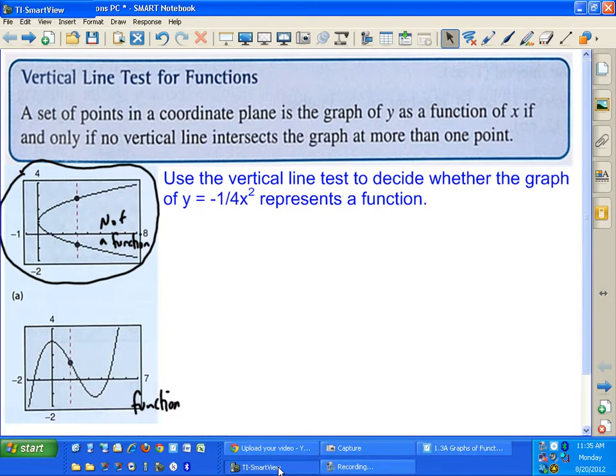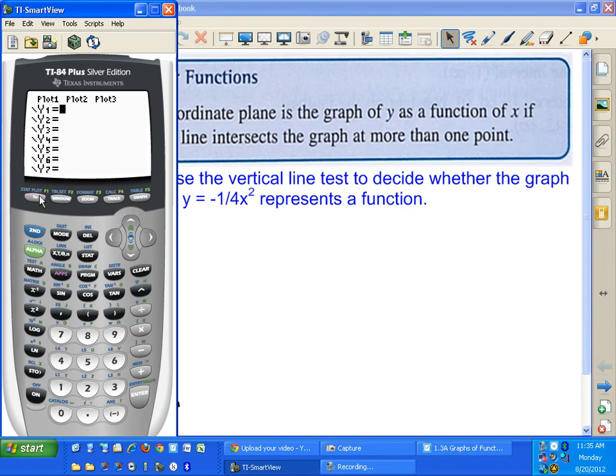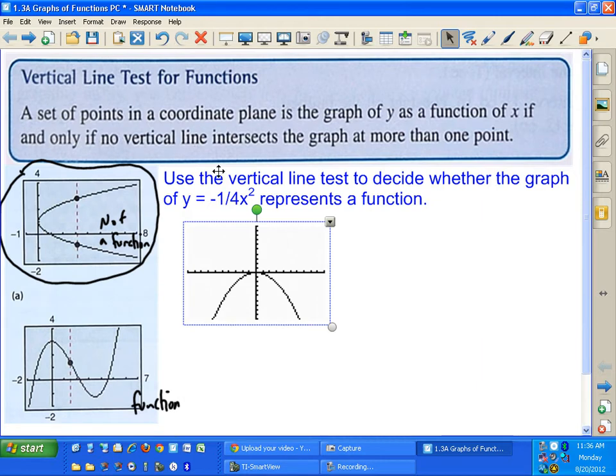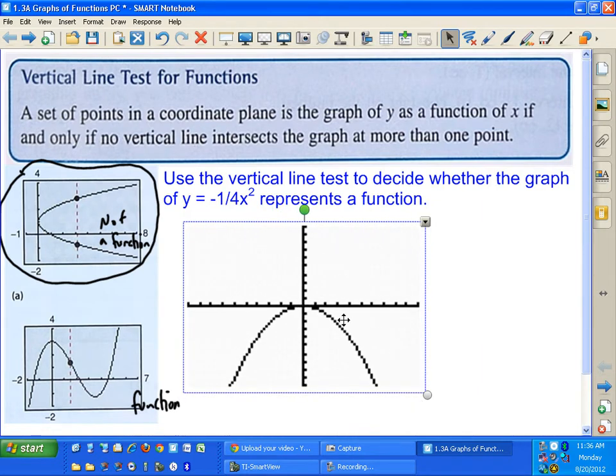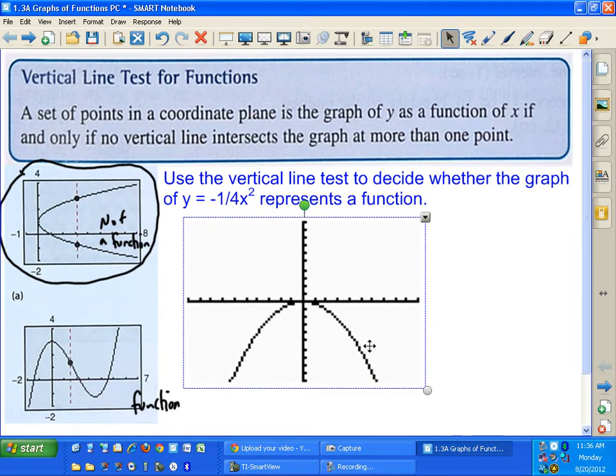So let me get out my calculator here, and I'm going to graph -1/4 x squared. Then when I graph it, it looks something like this. So I'll just pull this over here, and you may notice that this is an upside down parabola of 1/4.